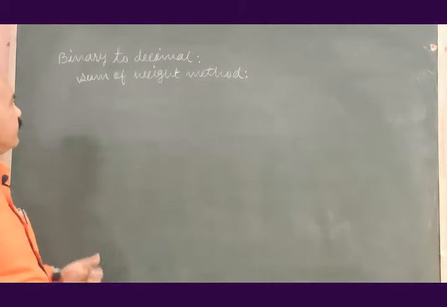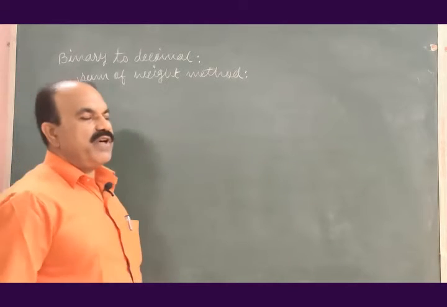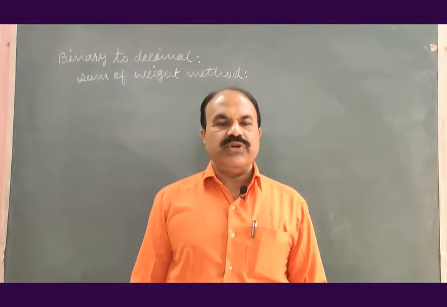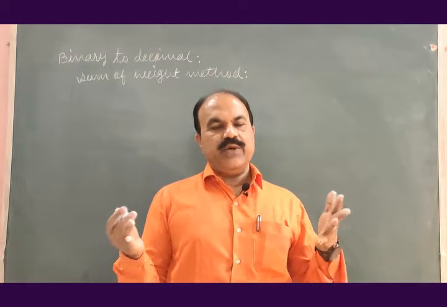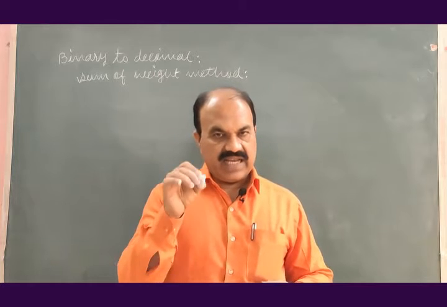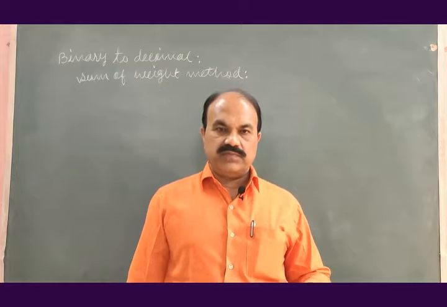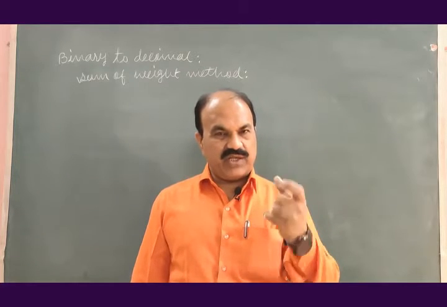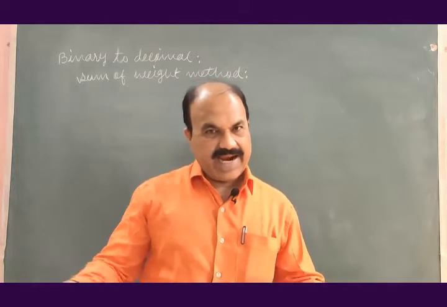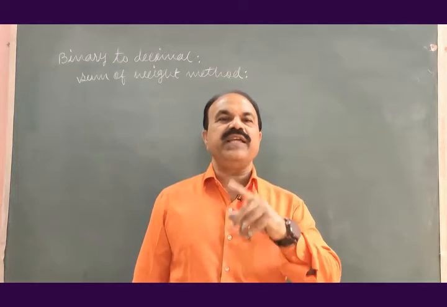Sum of weight method. Whenever you are given binary numbers, we know that every bit in the given binary number has a certain position value. So multiply that bit by its position value. Do it for all the bits and add all of them together. That will give us the corresponding decimal number.